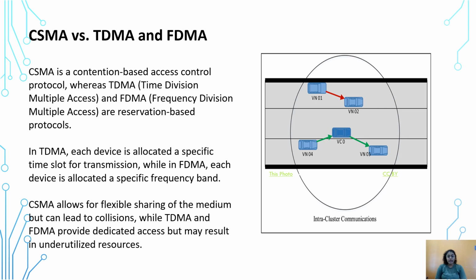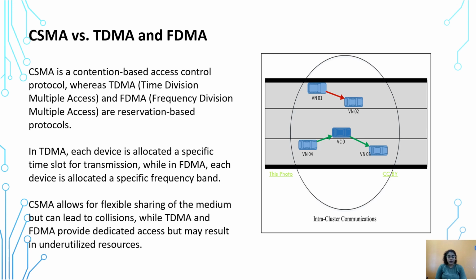CSMA versus TDMA and FDMA. As we know, CSMA, which stands for Carrier Sense Multiple Access, is a contention-based access control protocol, whereas TDMA stands for Time Division Multiple Access and FDMA stands for Frequency Division Multiple Access, which are reservation-based protocols. In TDMA, each device is allocated a specific time slot for transmission, while in FDMA, each device is allocated a specific frequency band. So the main difference is that in FDMA it is allotted a frequency and in TDMA it is allotted a time slot.